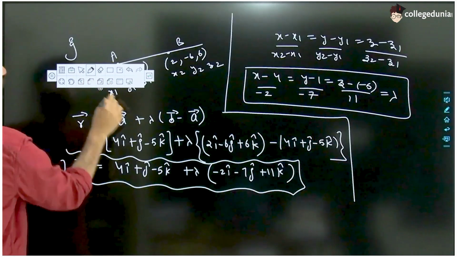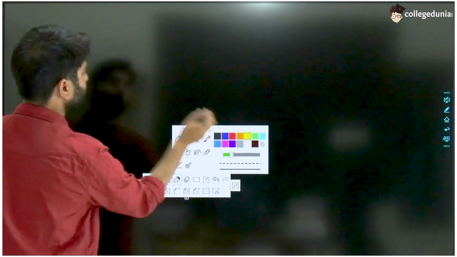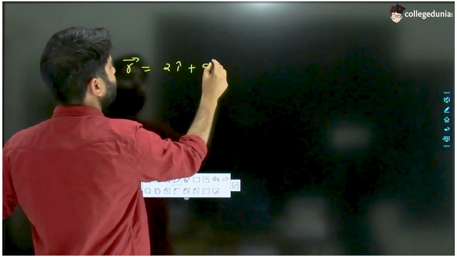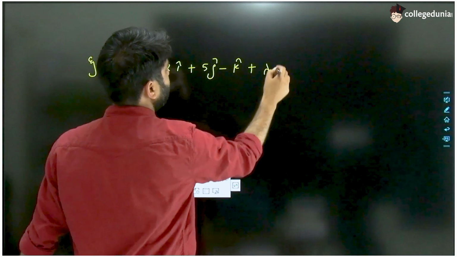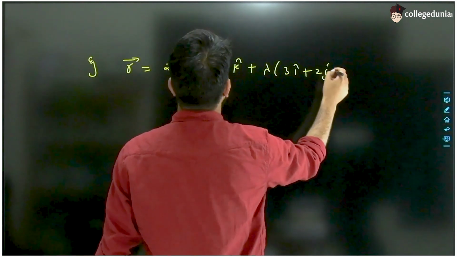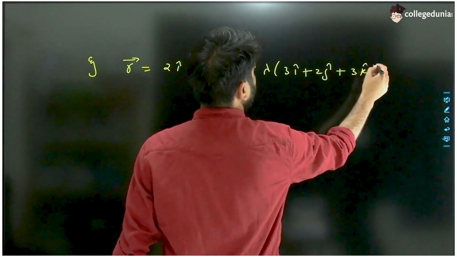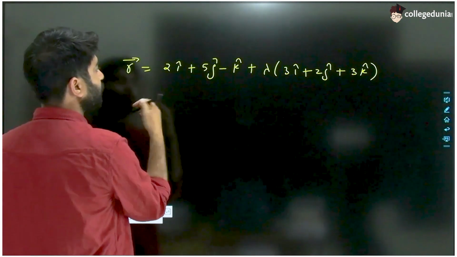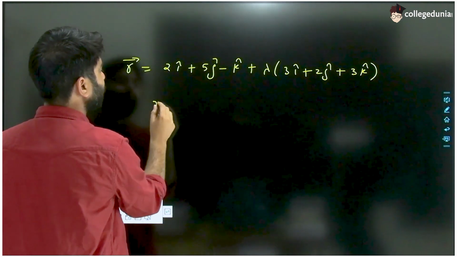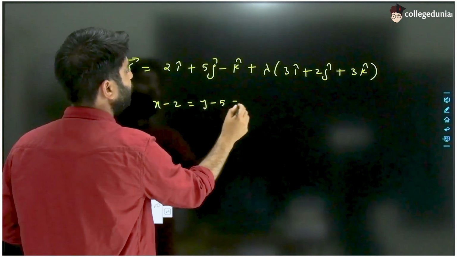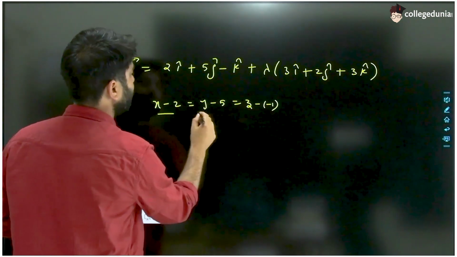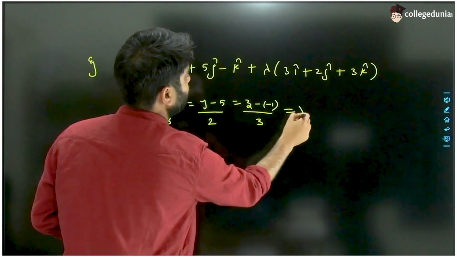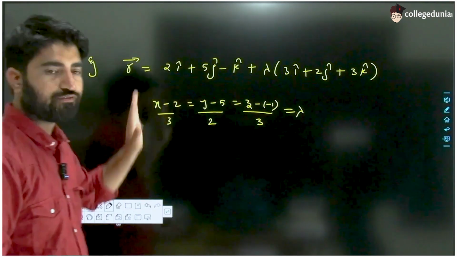So we can say if a vector equation is given to us, let's say the vector equation is 2i plus 5j minus k plus lambda times (3i plus 2j plus 3k). So can we convert this equation into Cartesian form? The answer is yes. In the numerator, 2, 5 and minus 1 will be subtracted from x, y and z, and in the denominator we will have 3, 2 and 3. So guys, this is equal to lambda, and this is the Cartesian form of the line.